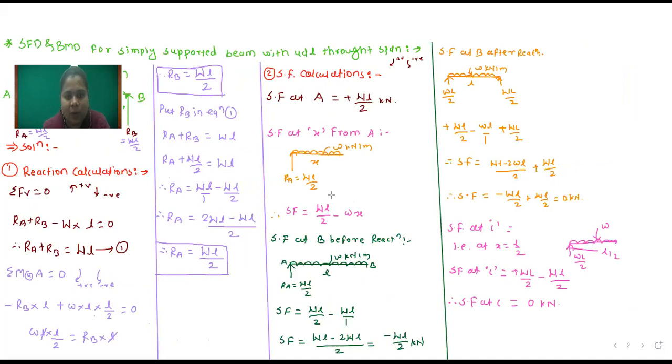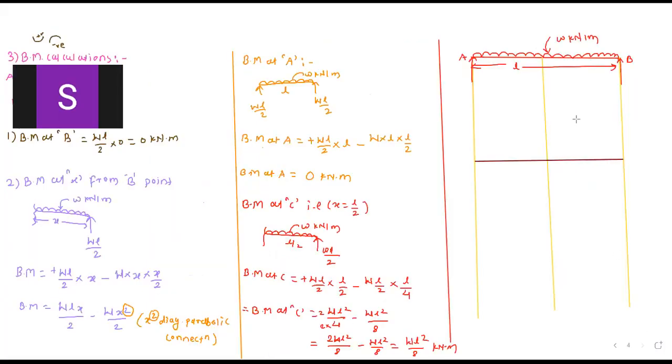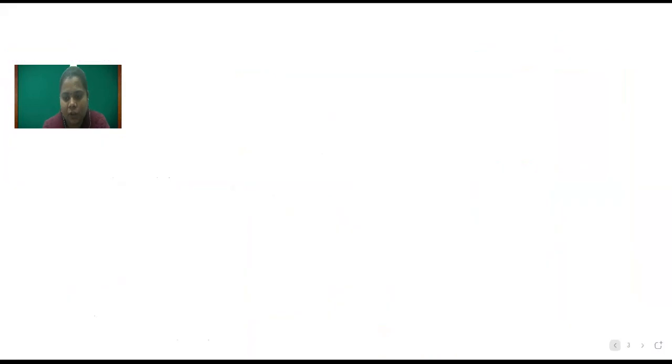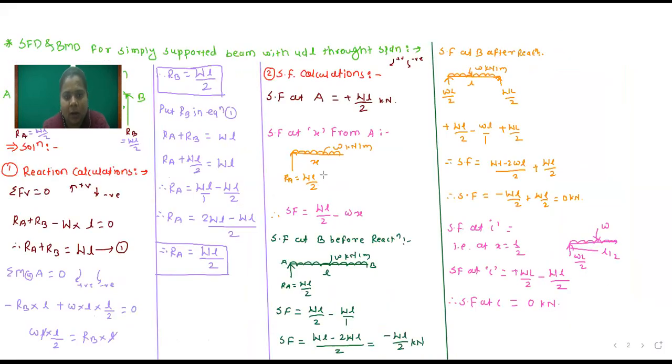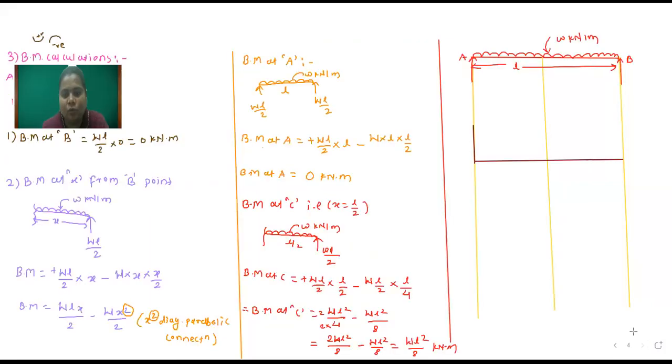Shear force at A point is equal to plus WL by 2. So plus means this point will come above the baseline. After that, shear force at B before reaction is minus WL by 2. Minus WL by 2, so that means it will go downward.